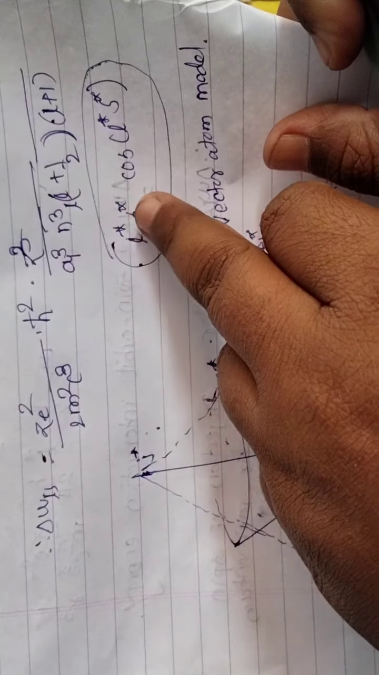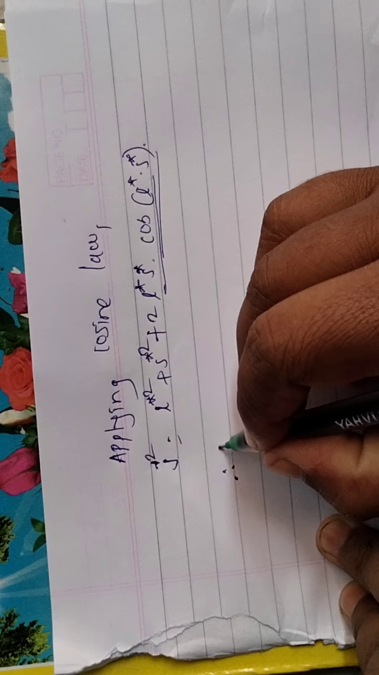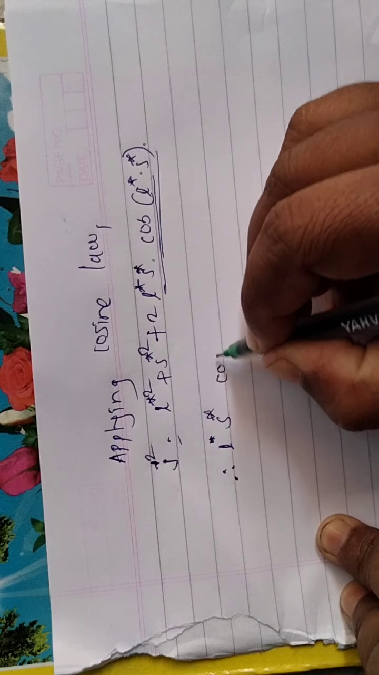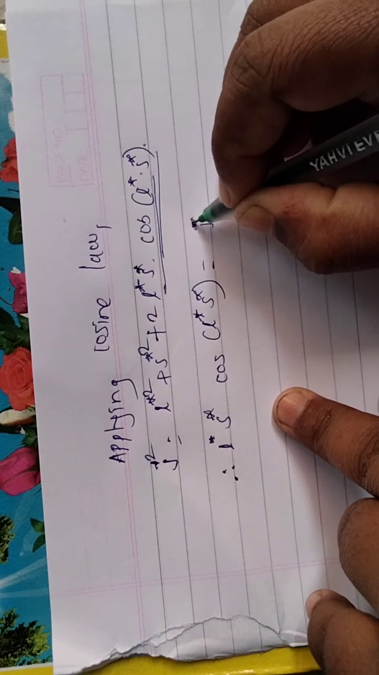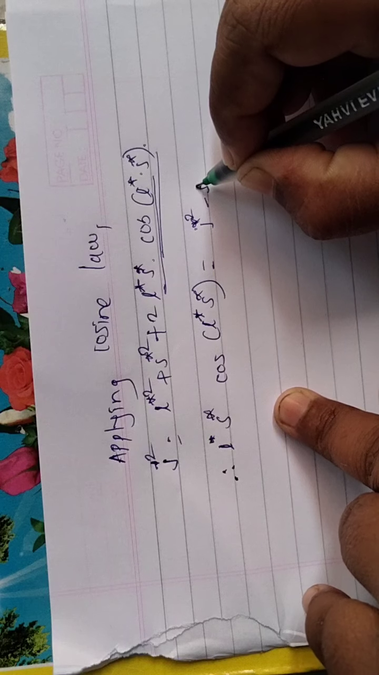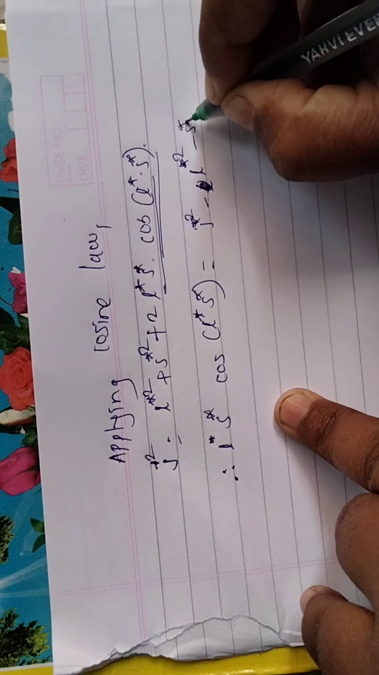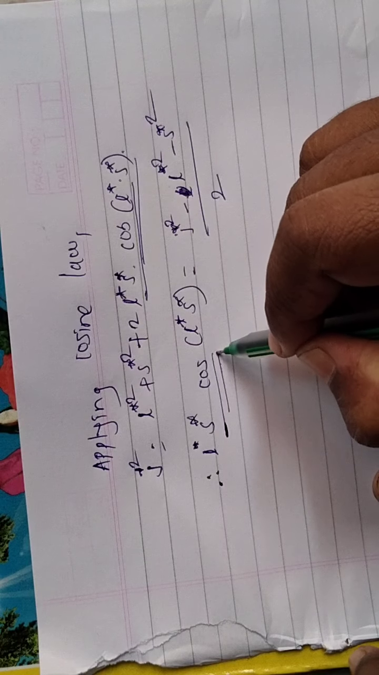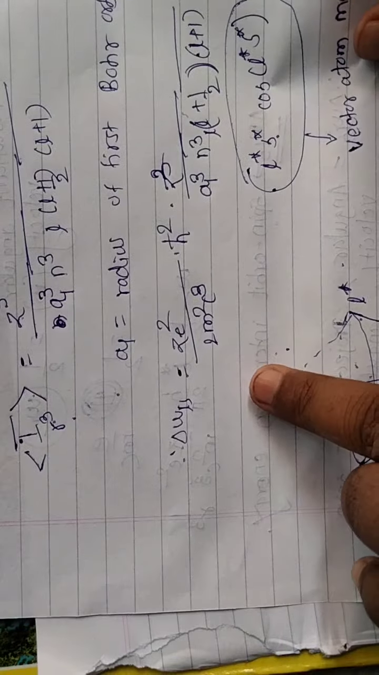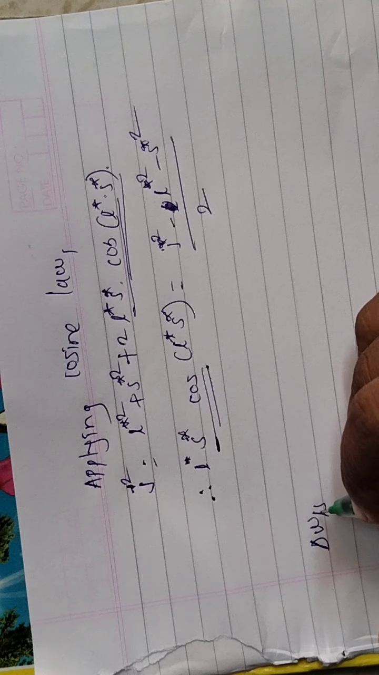But we need the value of this. So we will simplify this equation in the form of this. L star S star cos of L star S star is equal to J star square minus L star square minus S star square divided by 2. Okay. So by putting the value of this in this equation, we will get the value of spin orbit interaction energy.